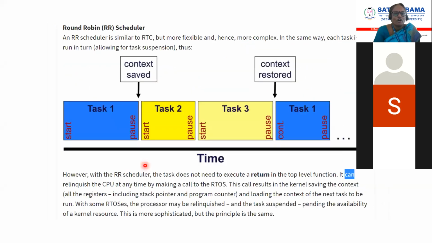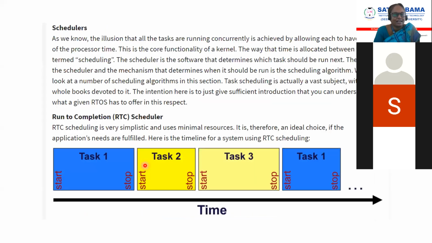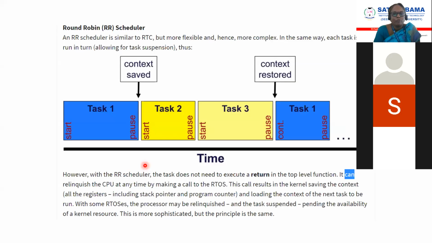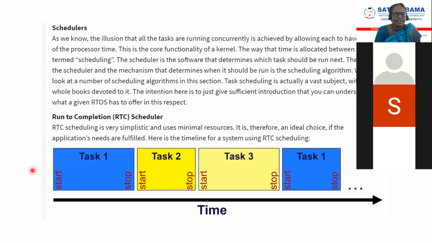Okay, the round robin scheduler that we have seen is also one of the algorithms that is similar to RTC. RTC means what? Run to completion scheduler, but more complex. In the same way, each task is run, allowing for task suspension. Can you understand? Suspension, pause. Here, start, stop, over. Start, stop, over.